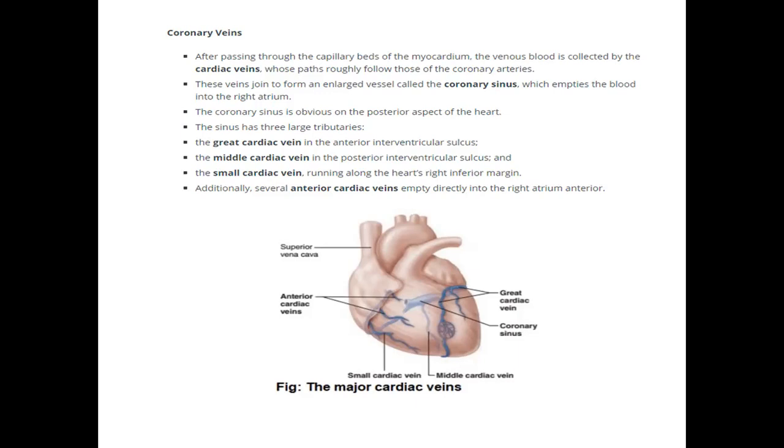But the coronary sinus has three tributaries that drain into it. They are the great cardiac vein, the middle cardiac vein, and the small cardiac vein. But these anterior cardiac veins drain directly to the right atrium. They don't drain into the coronary sinus. So remember that, okay? Good.